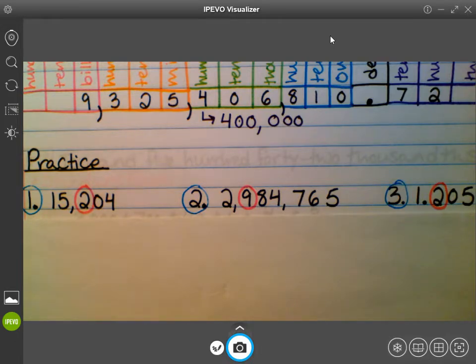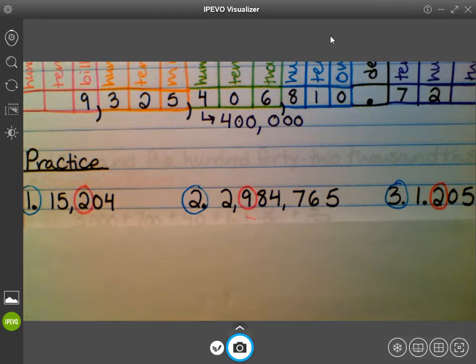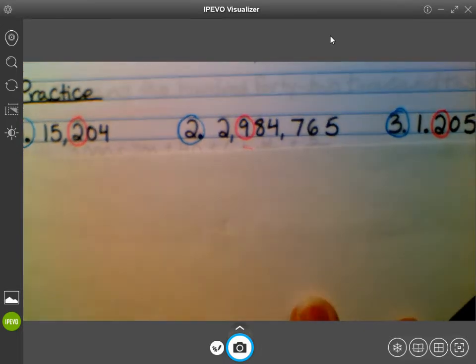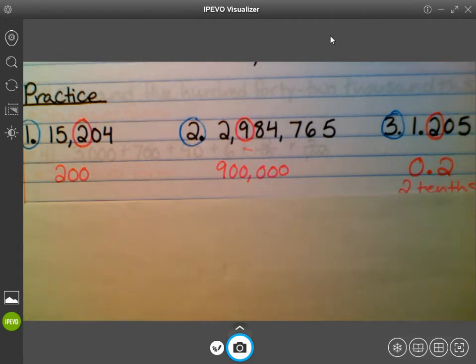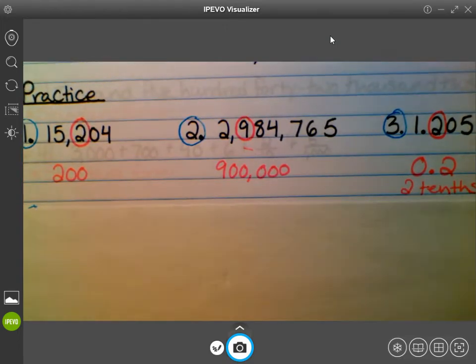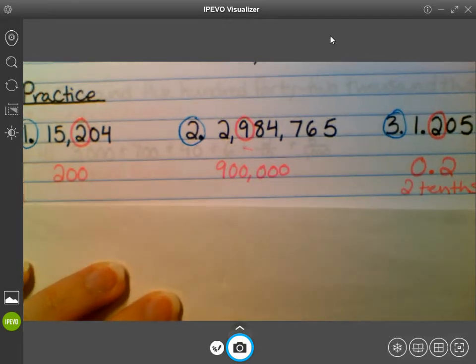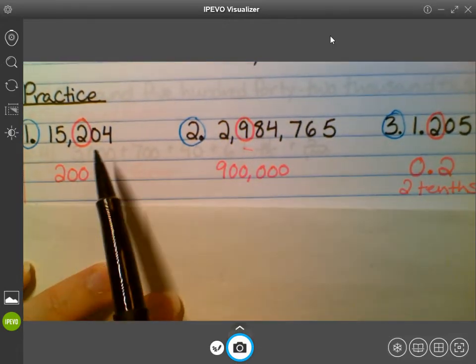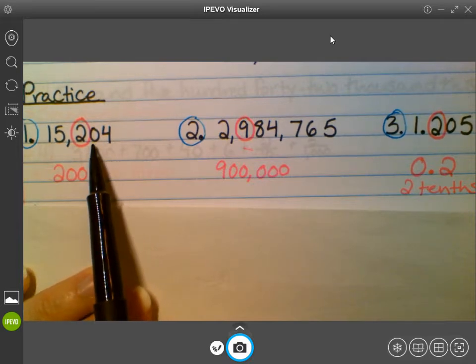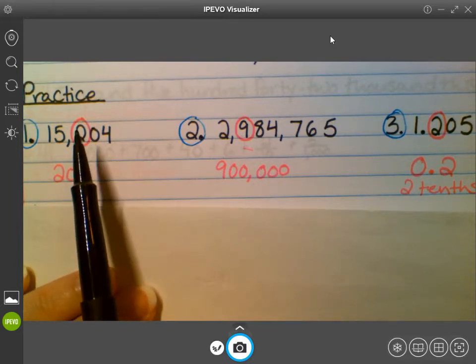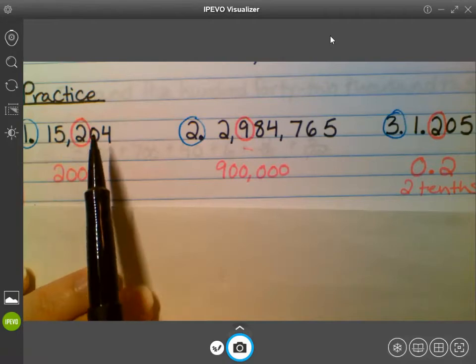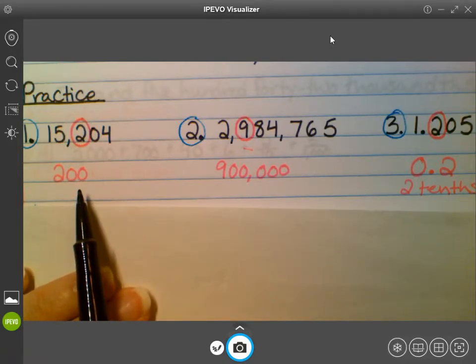All right, my virtual learners, you should have paused your video, written down number 1 through 3, and written the value of the circled pink number underneath each number. So if we look at them, this is what we should have. So for number 1, our 2 is circled. So we would have asked ourselves, okay, what place is the 2 in? Well, we go ones, tens, hundreds. So the 2 is in the hundreds place. So the value of the 2 is 200.